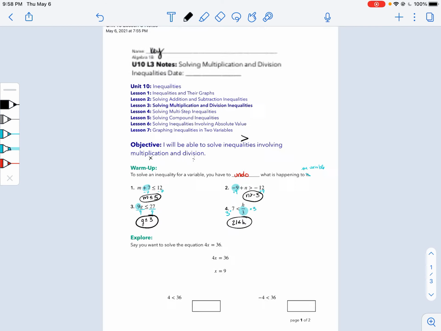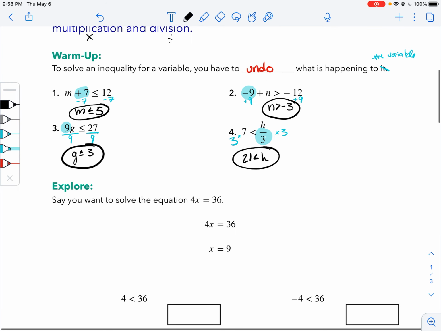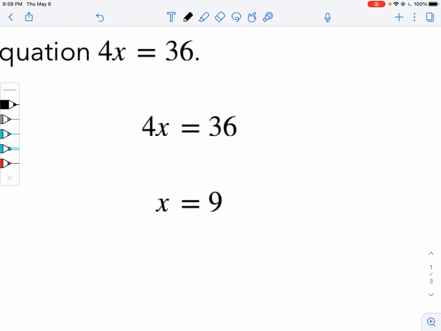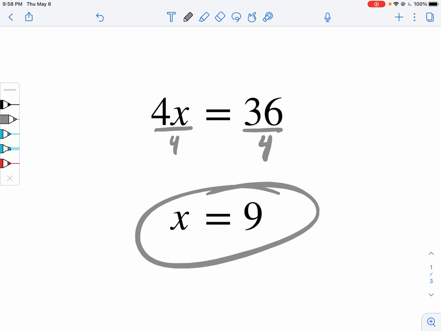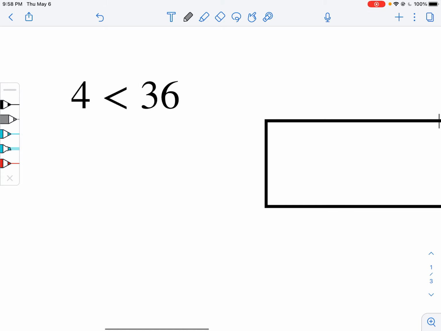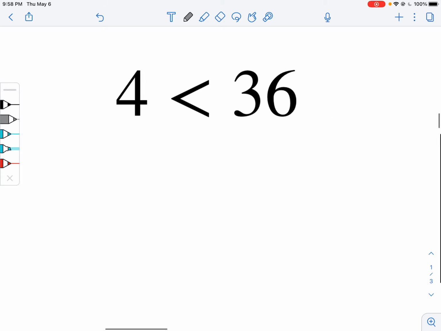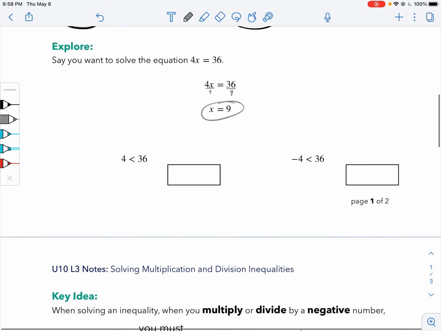Almost. There's one little exception that we need to make. So let's say we want to solve 4x equals 36. Okay? We would try to get that x by itself, so we divide by 4 and we get x equals 9. That's pretty straightforward, right? We can even check it, but we're not going to.